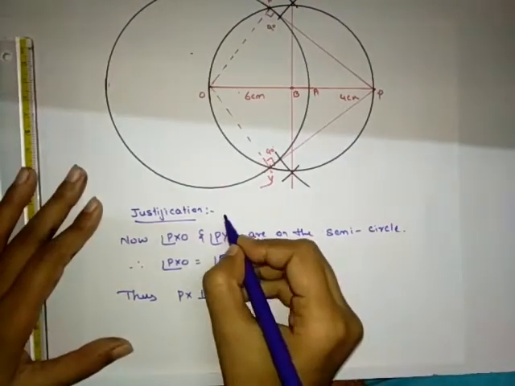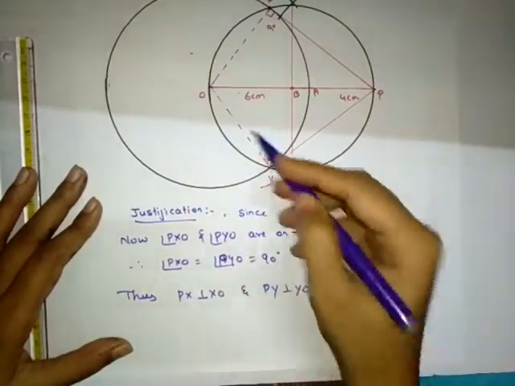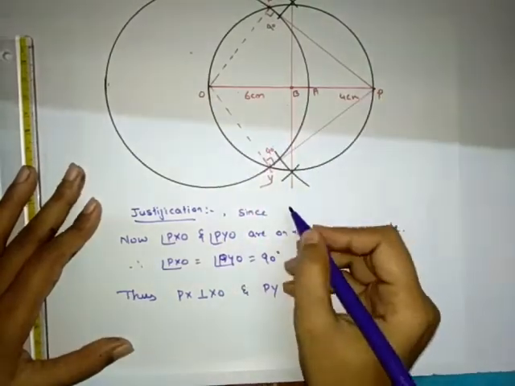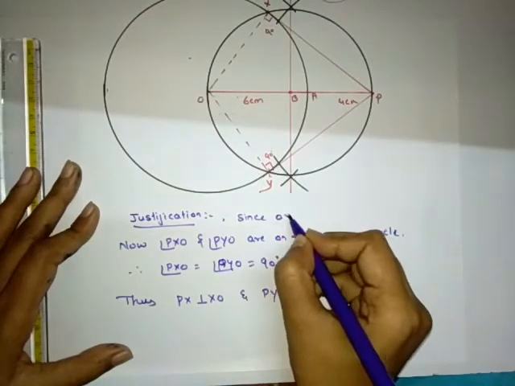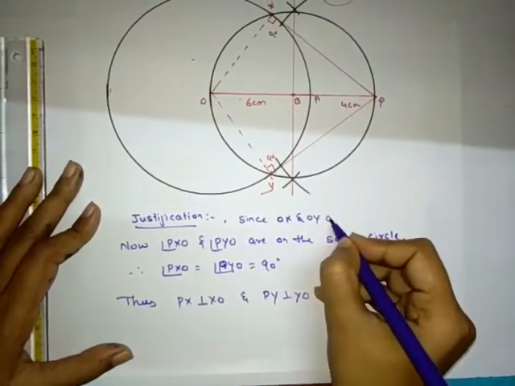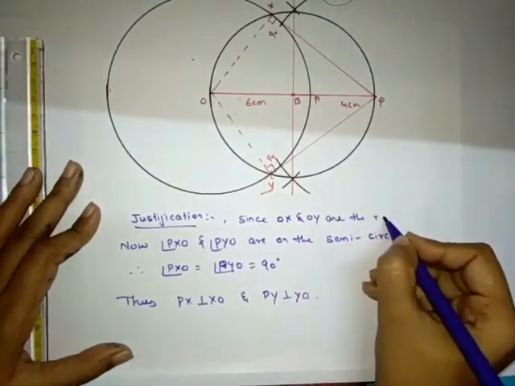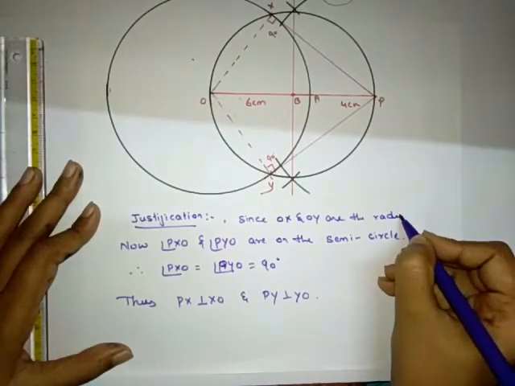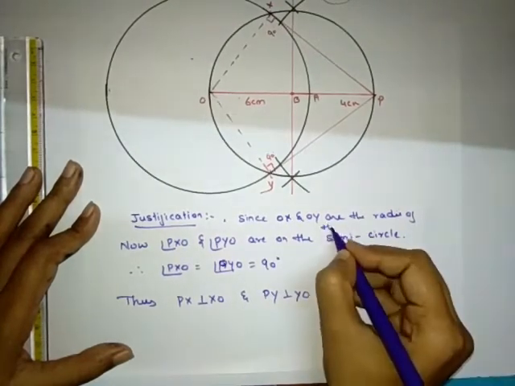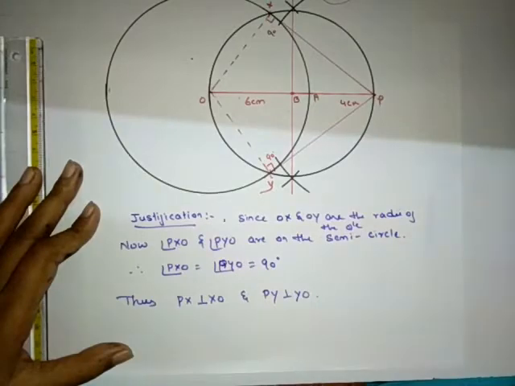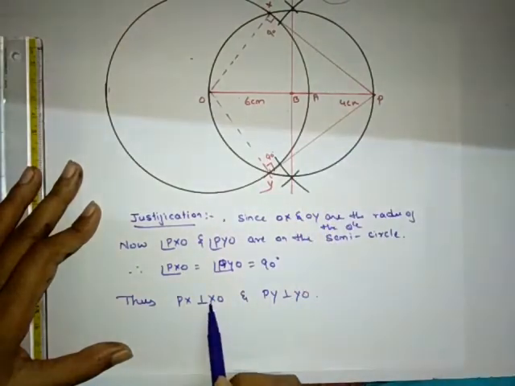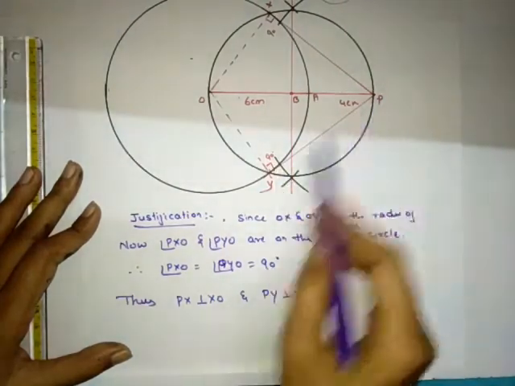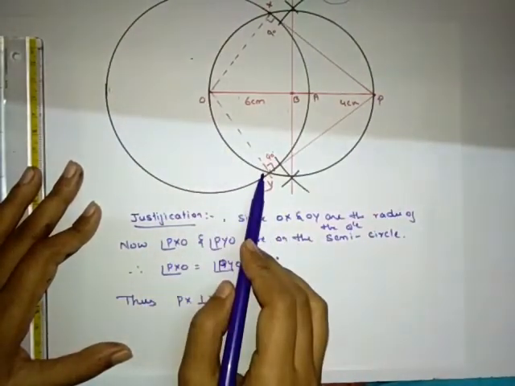We'll write here one more statement, since OY and OX are the radii of the circle, isn't it? OX and OY are the radii of the circle, right? So here we got that PY and PX are perpendicular to the XO and YO, that is, these two lines are perpendicular to the radius here.